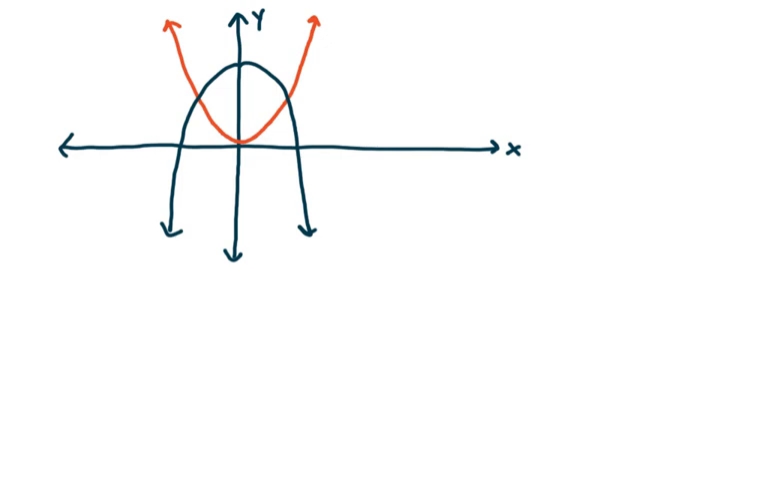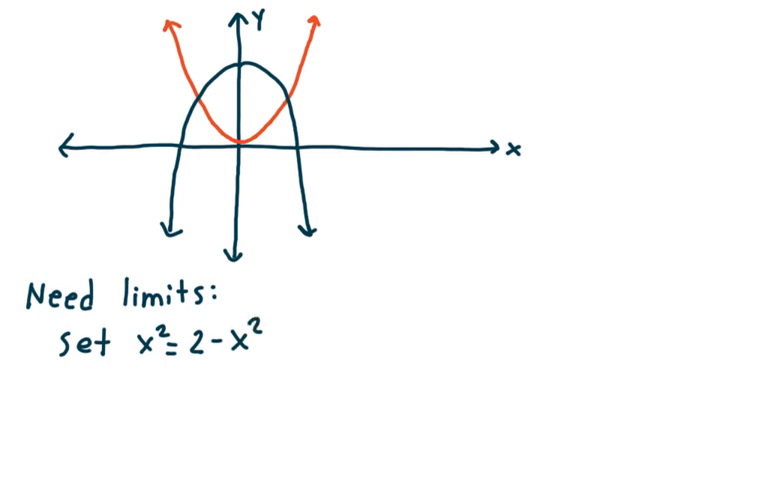And now we need limits. So we need a couple things. We need limits. And so what I'm going to do is set x squared equal to 2 minus x squared. So that says x squared has to equal 1. And when I solve for x, I get plus or minus 1. Okay? So now I can figure out my points of intersection right here.